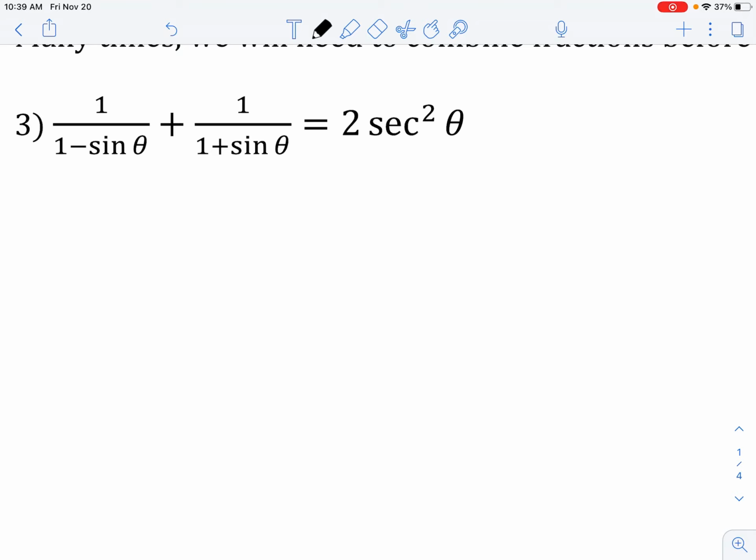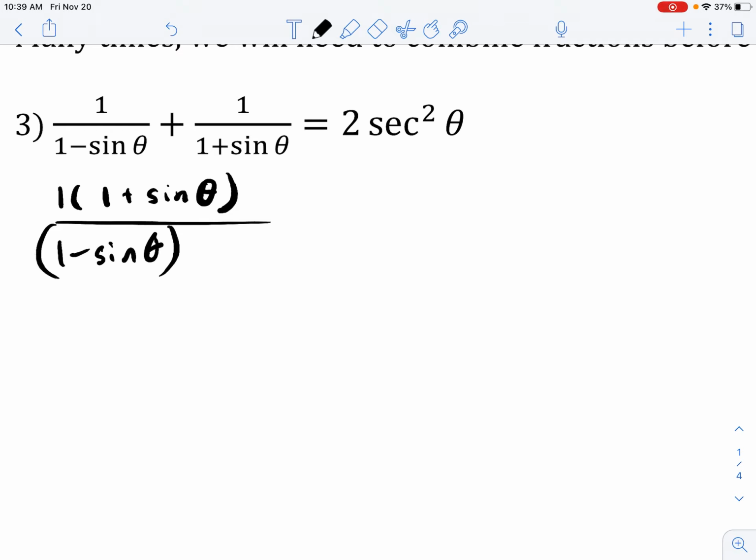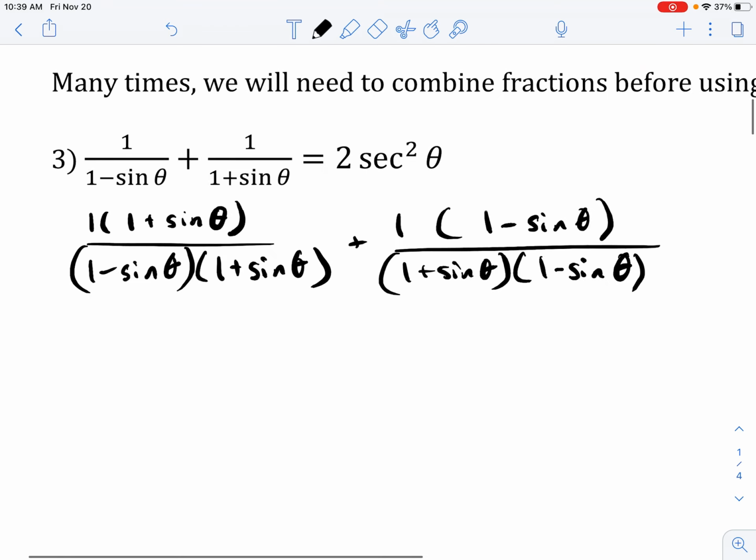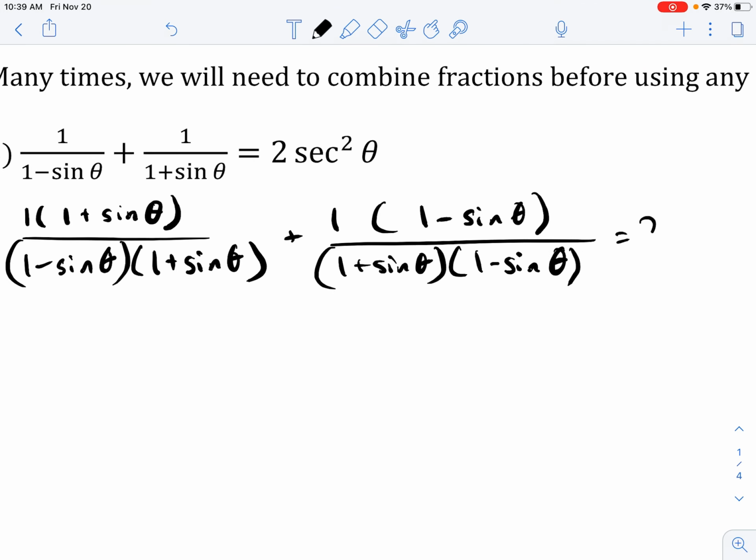So in the first fraction, I'm going to write that as 1 times 1 plus sine theta, which is the conjugate of my denominator. So I'm going to write everything out here, although you probably could have just jumped right to the difference of squares. And do the same thing over here, 1 minus sine theta all over 1 plus sine theta times 1 minus sine theta. And again, we're going to try to show that this is all equal to 2 secant squared theta.